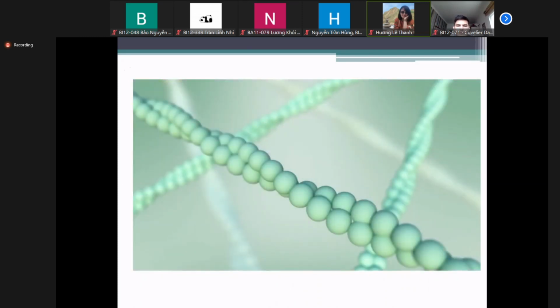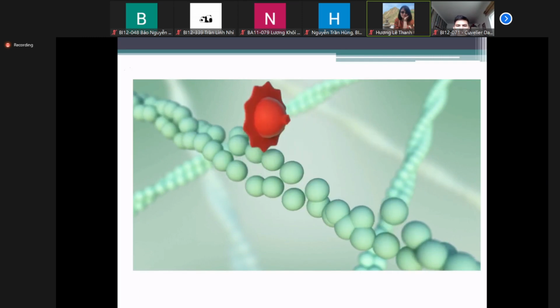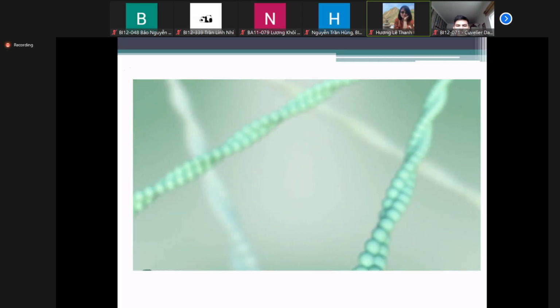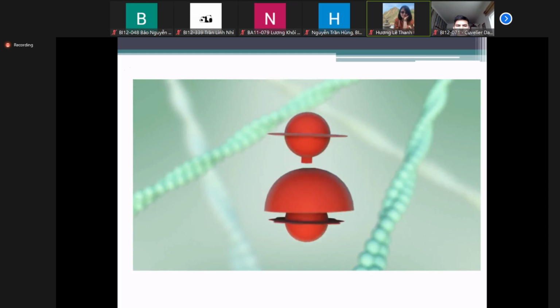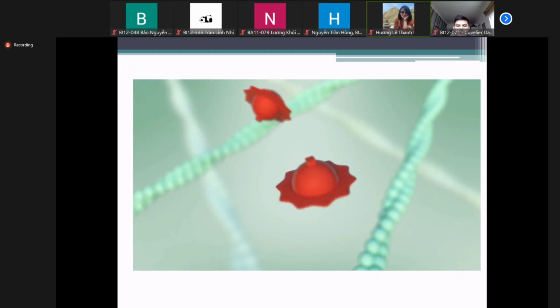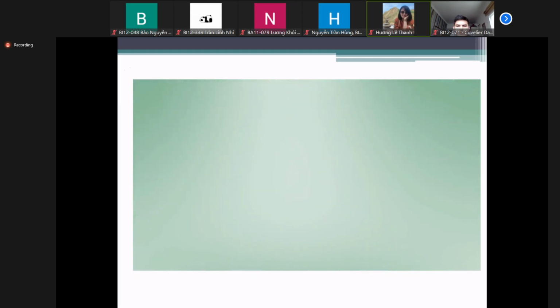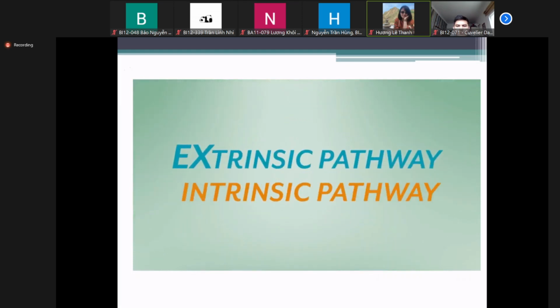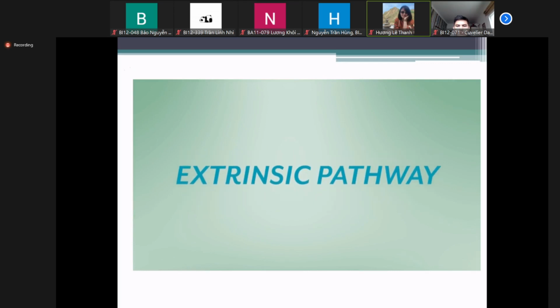In apoptosis, the cell is broken down from within by proteins called caspases. For apoptosis to occur, these caspases first need to be activated. Caspase activation can happen via 2 distinct pathways, called the extrinsic and intrinsic pathways. The first pathway is referred to as the extrinsic pathway because the initial signal comes from outside the cell.